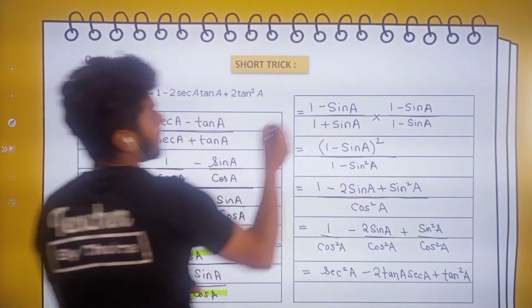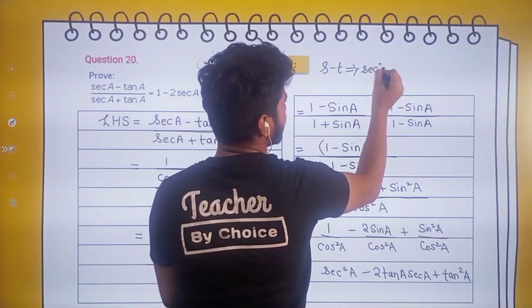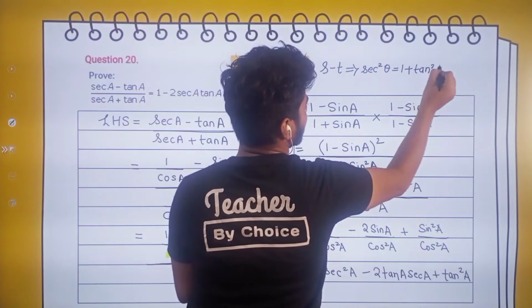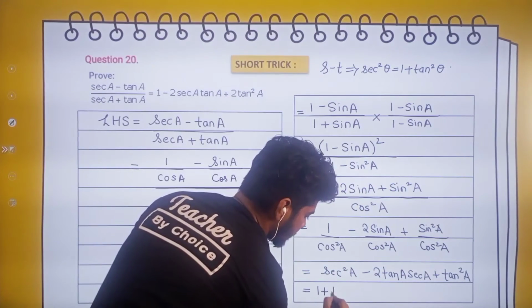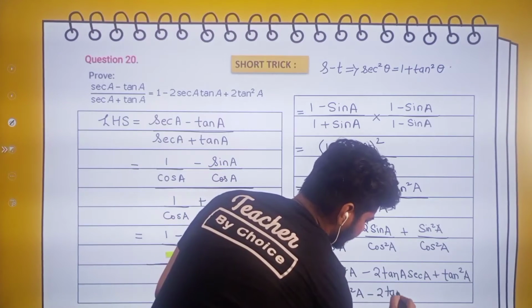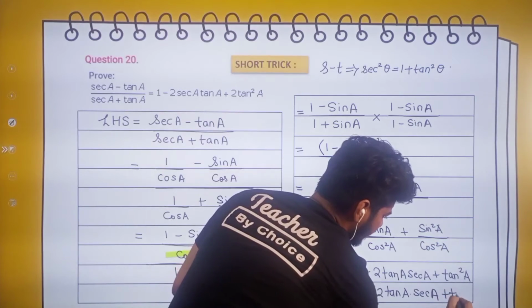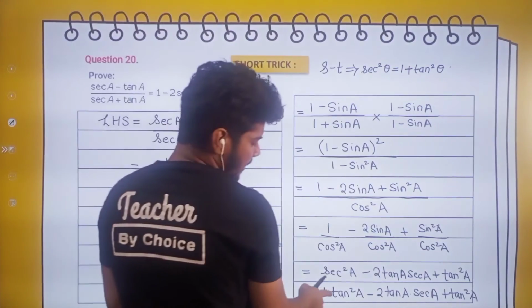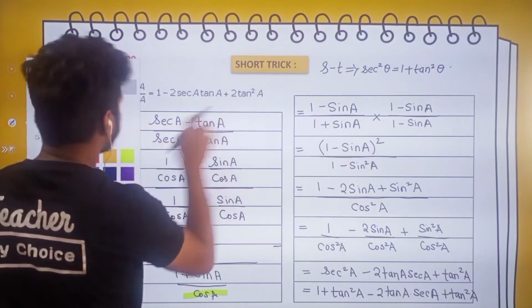Okay, what did I tell you? sec square theta is equal to 1 plus tan square theta. Okay, now instead of sec square I can write what? 1 plus tan square A minus 2 tan A into sec A plus tan square A, right? Okay, see, I don't think you are able to see the sum. I want to write it up.